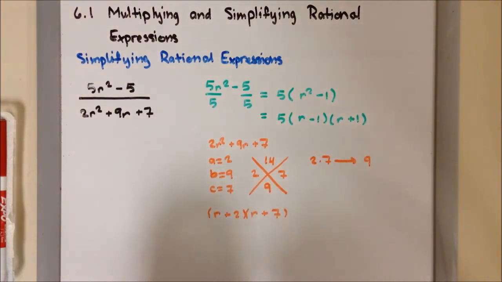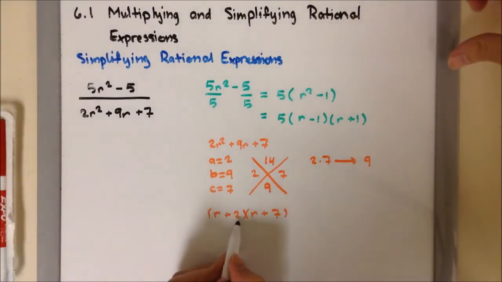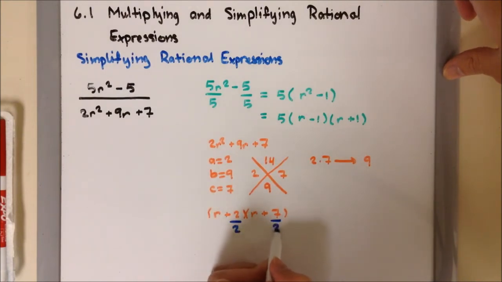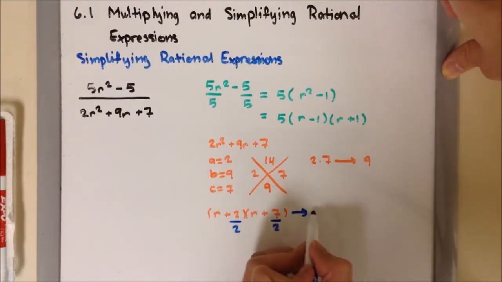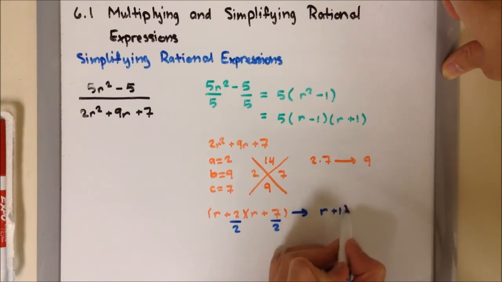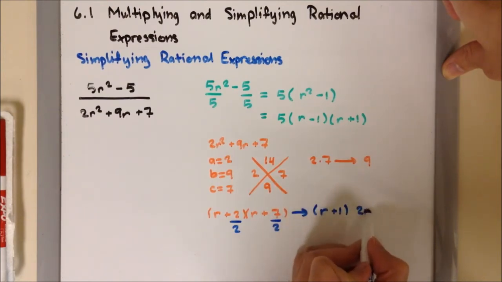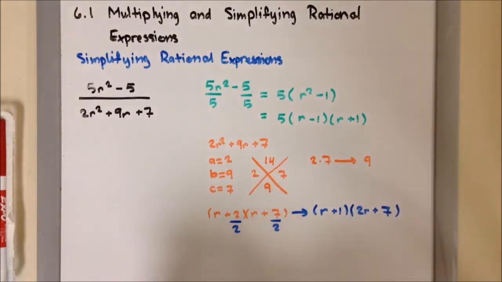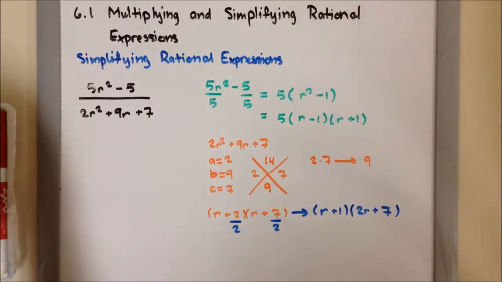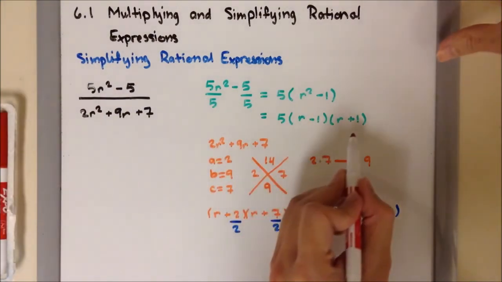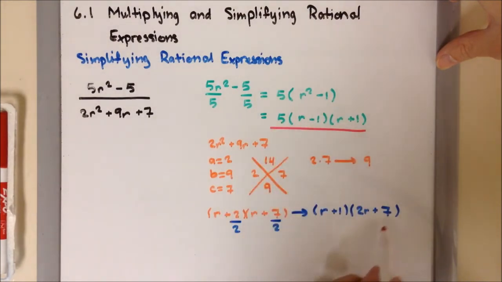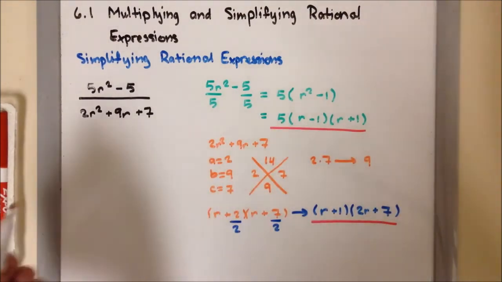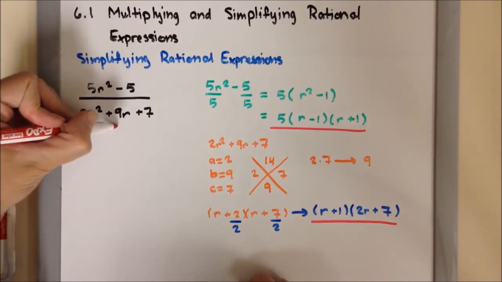Now, I'm not done with that because my A value was not positive 1. So I've got to divide by the A value, which is 2. So we're going to have r plus 1 and then 2r plus 7. Alright? Now, my pair of factors from the numerator, right here, my pair of factors from the denominator, right here. We're going to bring it back into the fraction.